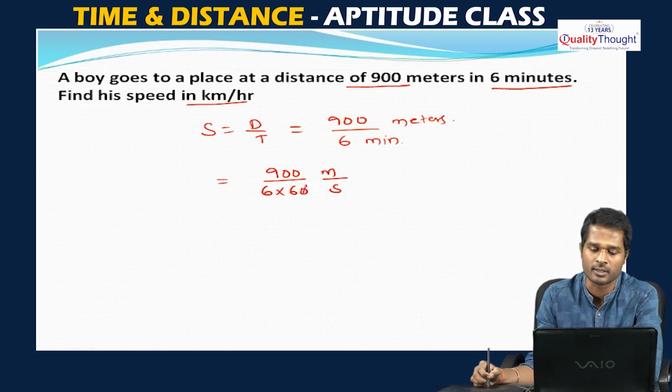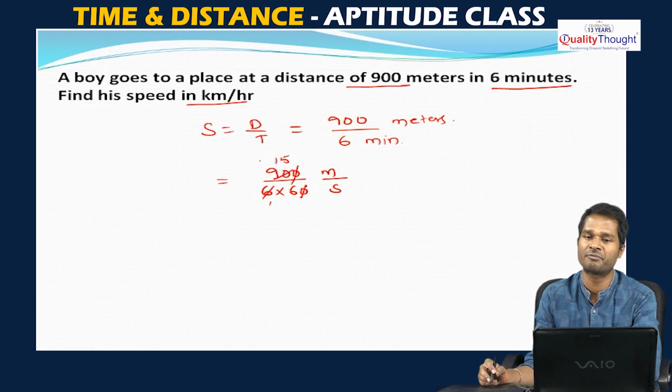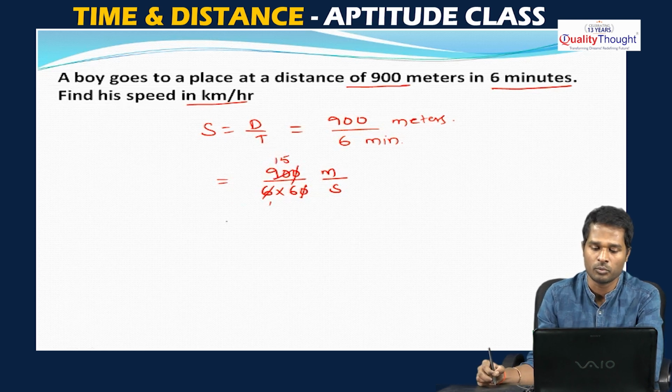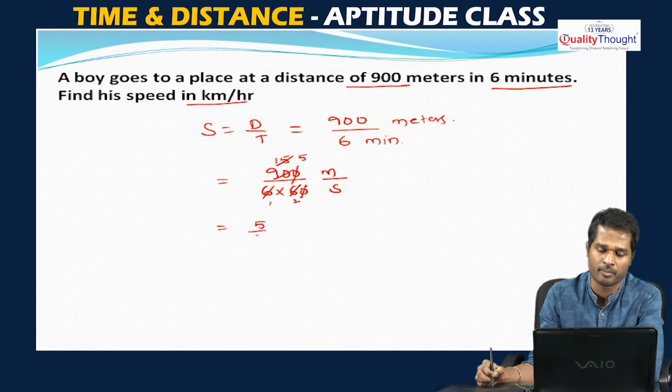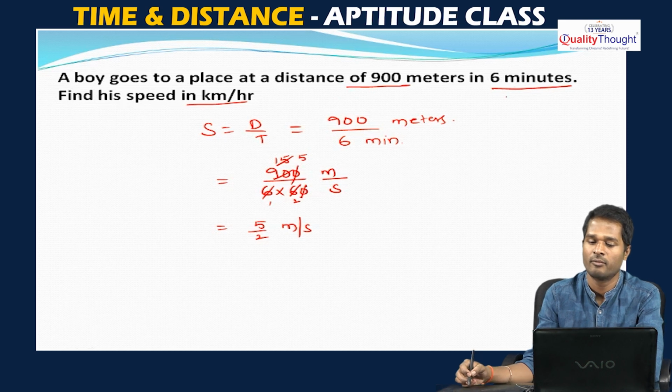Now try to cancel the things. So zeros will cancel. So 90 by 6, 6 ones are 6, 15 sixes are 90. Now what we are left with is 3 twos are 6, 3 fives are 15, which is 5 by 2 meters per second. So the distance 900 meters will be travelled in 6 minutes with the speed 5 by 2 meters per second.